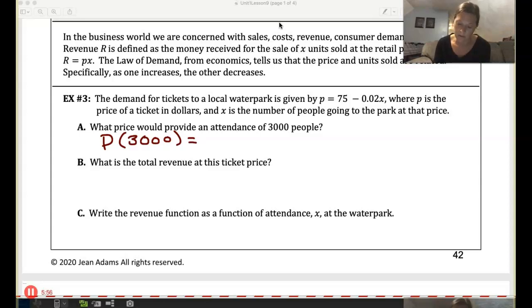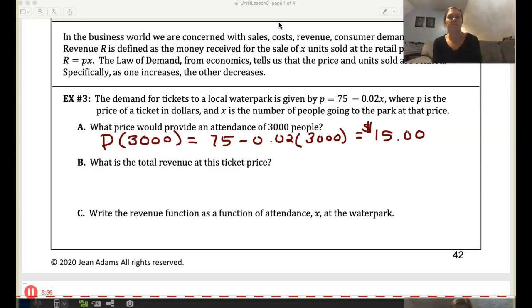Okay, so x is the number of people, so 75 minus 0.02 times 3,000 gets me a cost of $15. So my price for a ticket to get the 3,000 people should be $15.